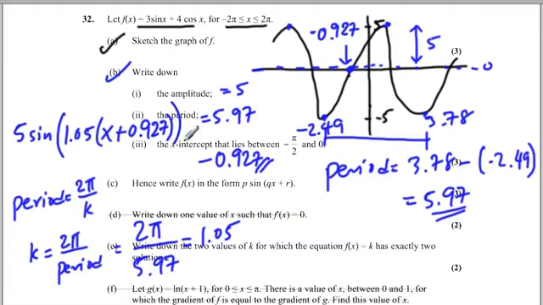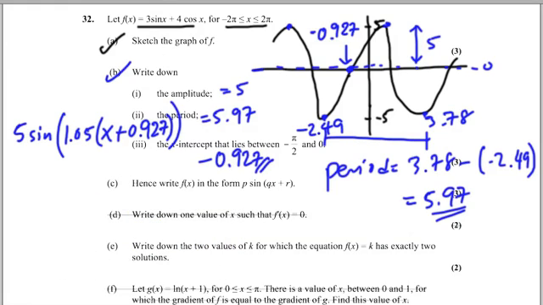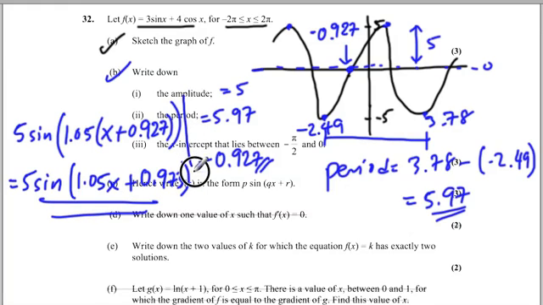Okay, I'm just going to erase this because I need a little bit more room. And if you observe over here, this is not in factored form. This is actually an expanded form. So this is equal to 5 sine 1.05x, and then 1.05 times 0.927, which is plus 0.973. So this is our solution. It's different from what we have here. So that's how we do part C.